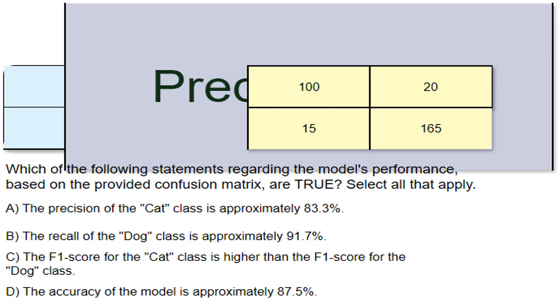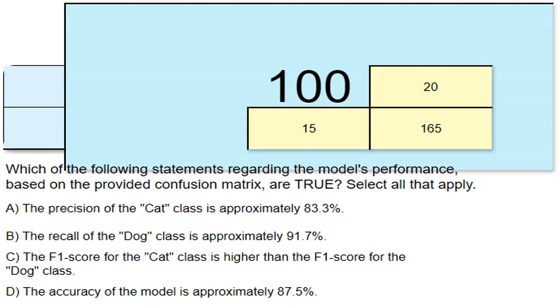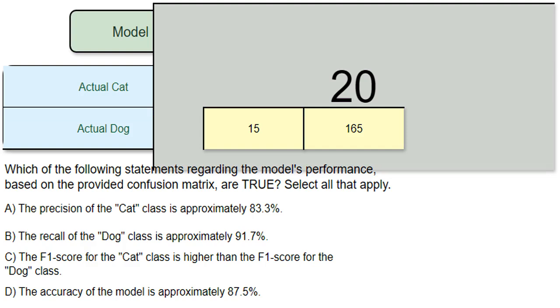This column shows the number of images the model predicted to be cats. The model incorrectly predicted 20 actual dogs as cats, false positives. The model incorrectly predicted 15 actual cats as dogs, false negatives. The model correctly predicted 165 actual dogs as dogs, true positives.